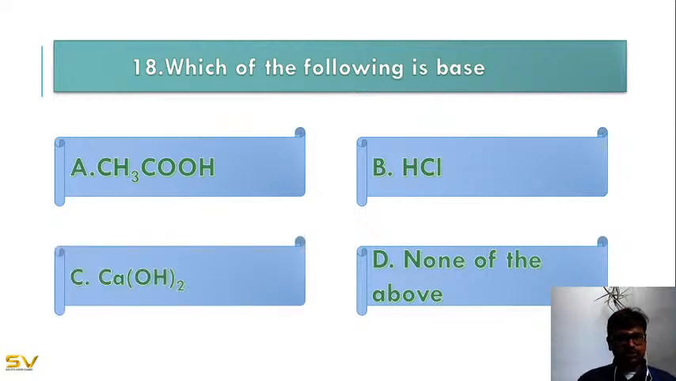So CH3COOH is acetic acid, whereas HCl is hydrochloric acid, whereas CaOH twice is a base, which is calcium hydroxide. So option C is correct. As it has OH ion, CaOH twice. So CH3COOH and HCl are acids, because in the previous question, you understood that HCl is acid. None of the above will be there. In this two, you will be easily identifying that CaOH is base, calcium hydroxide.